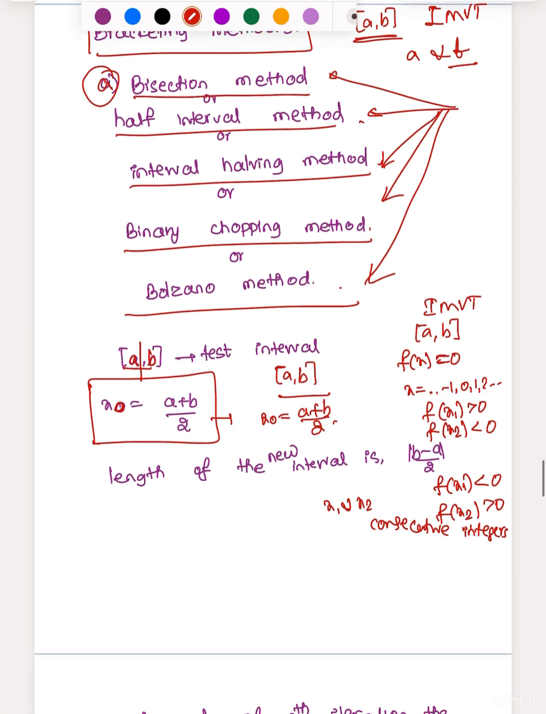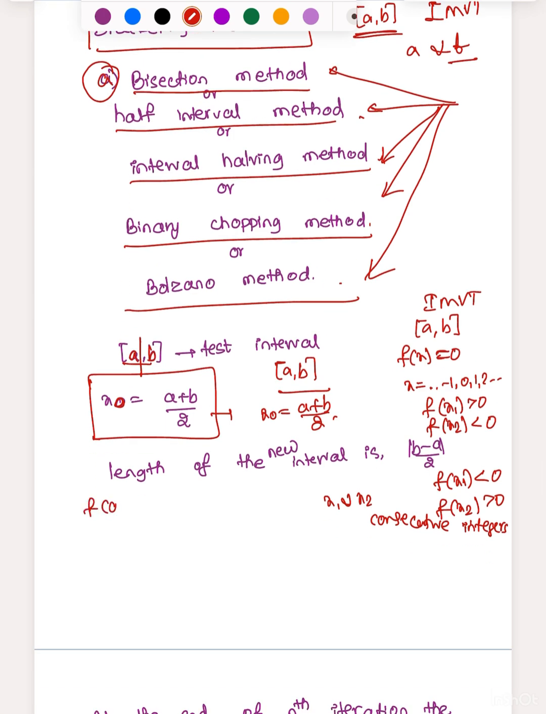Now in order to know the second iteration, suppose we assume that f(a) is greater than 0 and f(b) is less than 0. We can also assume f(a) less than 0 and f(b) greater than 0. Now if f(x0) is greater than 0, then we have to take these two points x0 and b. These two have opposite signs, so the interval will be x0 to b. Again the second iteration will be x1 = (x0 + b)/2.